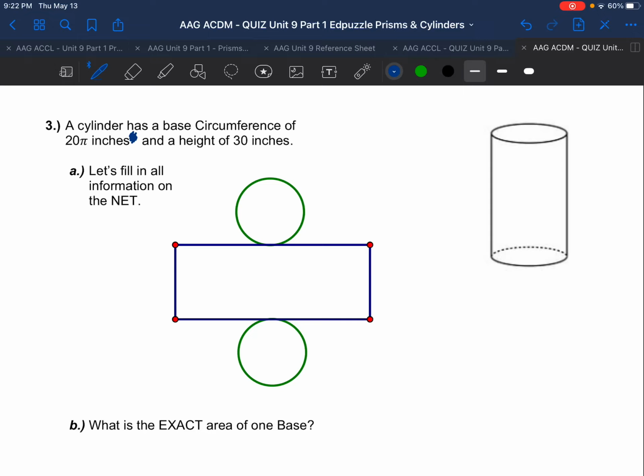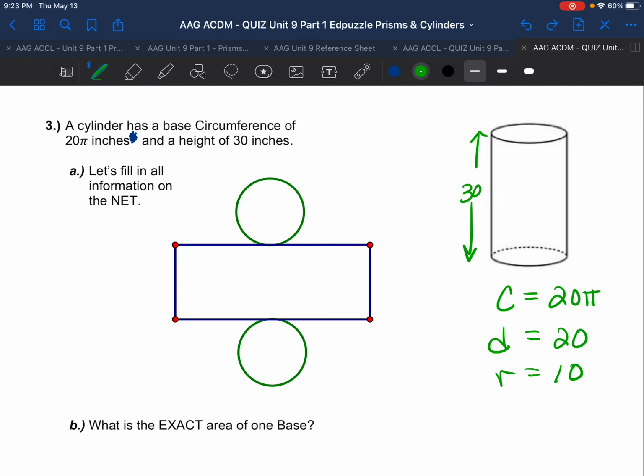All right, so now let's go label a few things, boys and girls. The height of the cylinder is 30 inches. Now, the circumference of one of the bases is 20 pi inches. So, guys, I'm going to make a little checklist here. Circumference is 20 pi inches. Now, if the circumference is 20 pi, then what is the diameter? The diameter is going to be 20 inches. While we're at it, let's divide that by 2 for the radius.